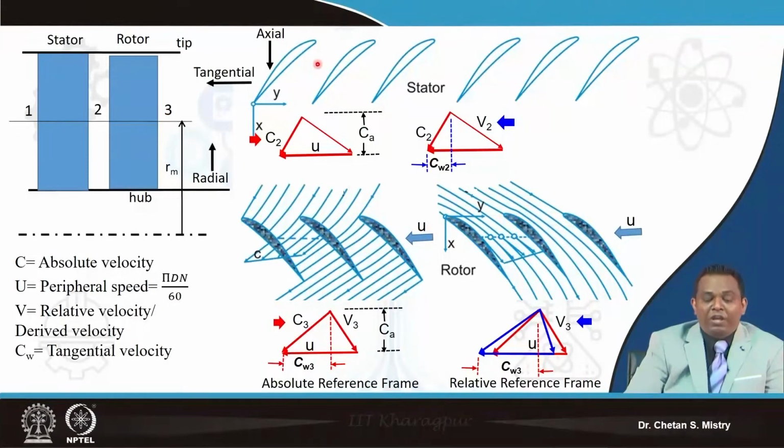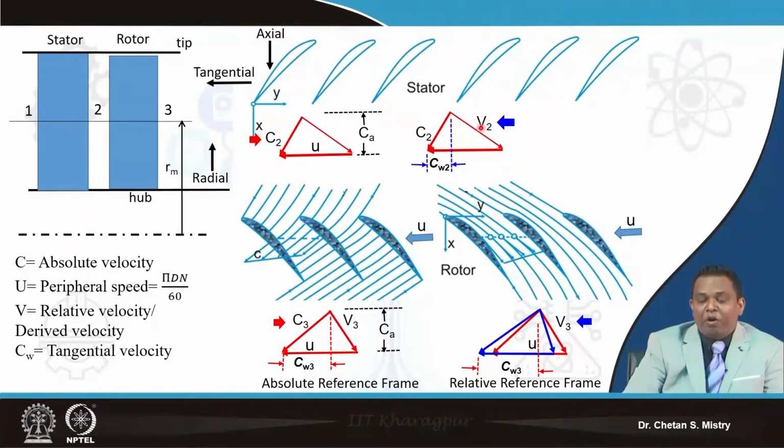Then we realized how my flow will come out from my stator, how I will have my whirl component at the entry of my rotor, and what my whirl component will be at the exit of my rotor. Then we realized that in order to have more work done, or a higher pressure requirement, we need to increase the whirl component at the exit of my rotor. So this is what we were discussing.